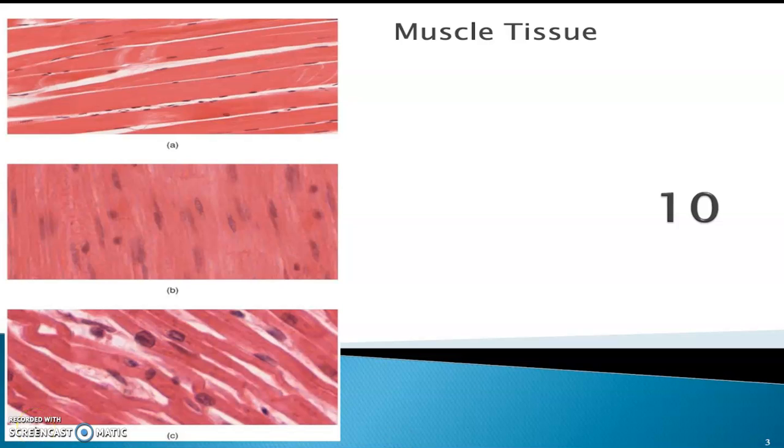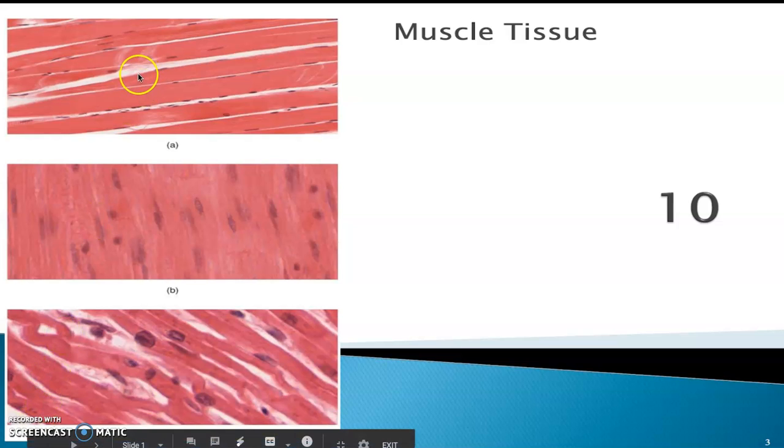Hi everybody, this is chapter 10, muscle tissue. So what is muscle tissue? Muscle tissue is composed of cells that have the special ability to shorten or contract in order to produce movement of the body parts. Muscle tissue varies with functions and locations in the body. And it's also broken down into 3 types of muscle tissues, which are the skeletal, smooth, and cardiac muscle tissue.